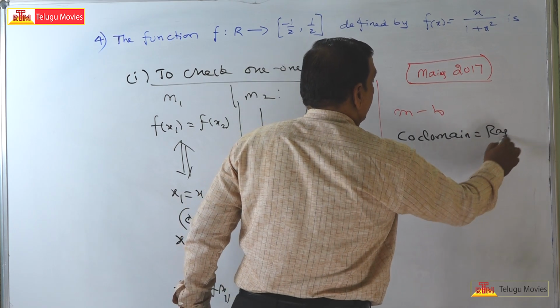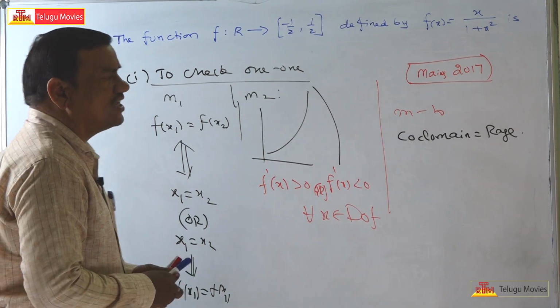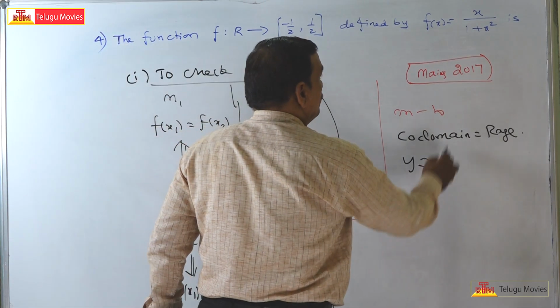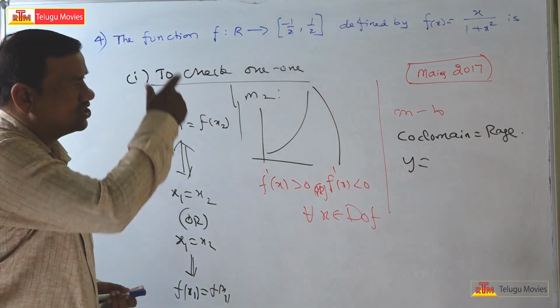Codomain is equal to range. Understand this? So if you are able to show that codomain is equal to range, for that also we have the procedure y is equal to x upon 1 plus x square, then we will proceed with that. Okay now, so let us start the solution.